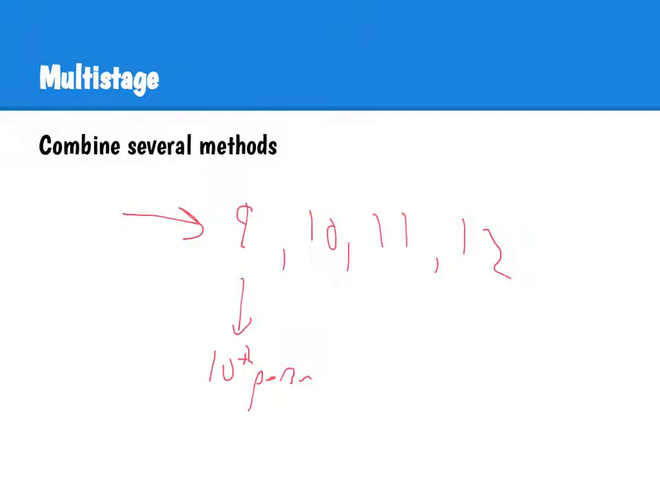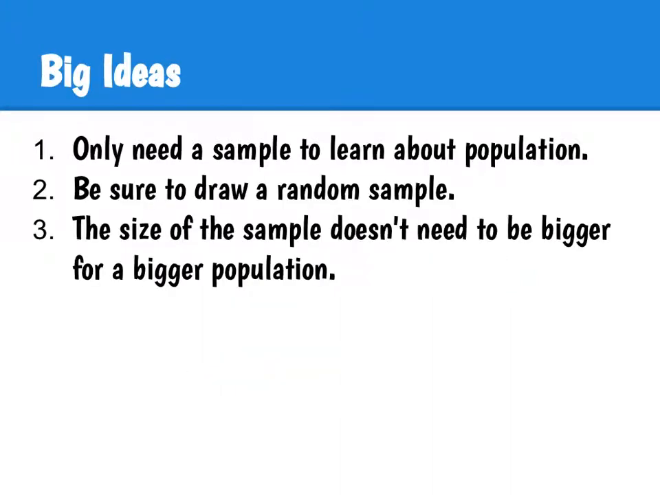Multi-stage, you're probably not going to see this on the AP exam, but this is just when you combine a few methods into one. So maybe you split them up into 9th, 10th, 11th, and 12th. And then within each one, you survey every 10th person. So we did stratified by splitting it up, and then we're doing systematic when you survey every 10th person.